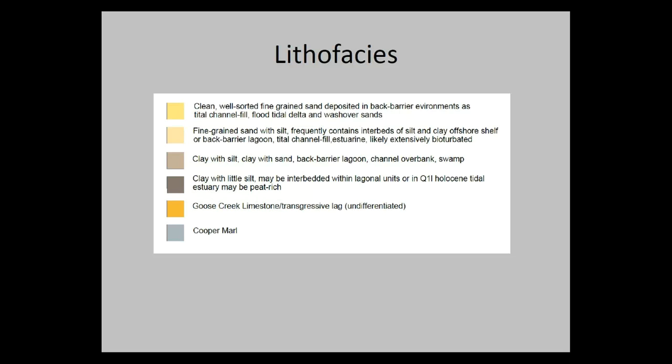There's also the Goose Creek limestone, which is a very small transgressive lag type. It's hard to tell the difference between the transgressive lag and Goose Creek limestone, so we didn't try to. We just marked it out. It's very thin. It was detected in a few borings by other researchers, so we tried to include it where we could. And the gray here is the Cooper Marl, which will be the base of our study.